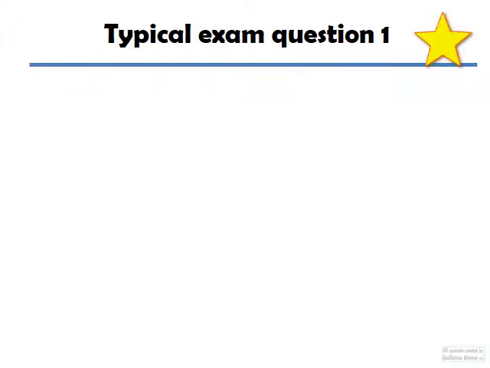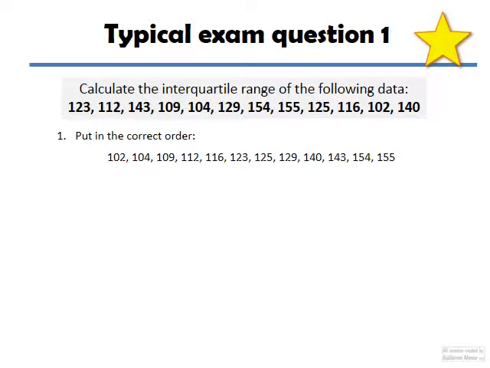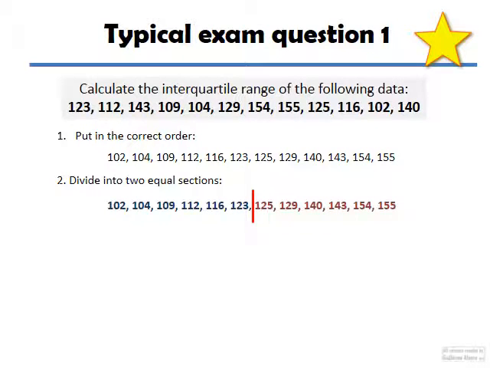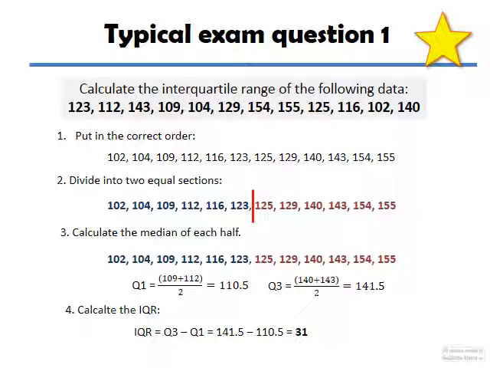Now, a small quick example. Here I have some data. First of all, I have to make sure, if I'm going to calculate interquartile range, that they are in the correct order. Now I do that. I divide it into 2 halves. I calculate the median of each half. Realize that I'm going to have the same problem as if I was calculating the median of an even number of numbers. So the quartile 1 is going to be 110.5, quartile 3 is going to be 141.5. When I subtract, I got my interquartile range to be 31. Wonderful.